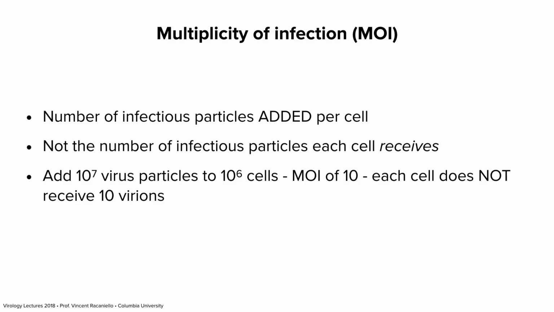When you throw viruses on cells, if you throw 10 viruses per cell by your calculation, not every cell is going to get 10 viruses because it's a random event, how each virus hits a cell. And that's because infection depends on random collisions between viruses and cells. If I throw tennis balls at you, the chance that you're going to pick one up depends on random collisions of the balls with you.